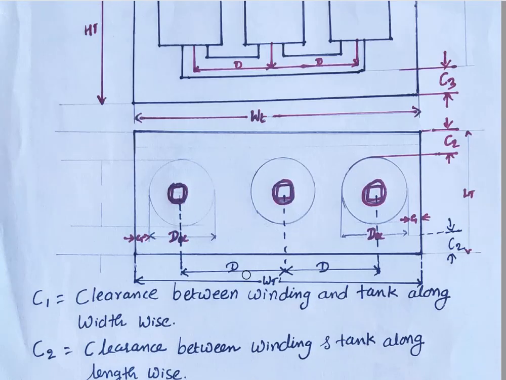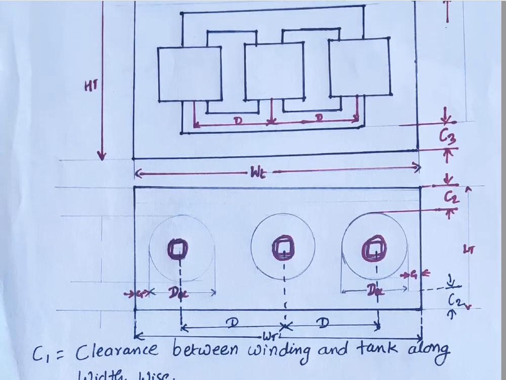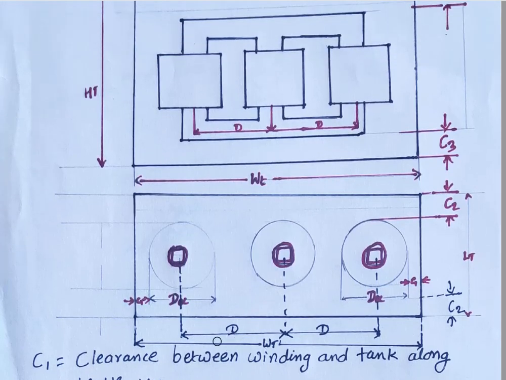Now this is my distance between the adjacent limbs, capital D. Clearly I will show you. This is my clearance from the bottom to the coil, that is C2, and this is the clearance between the coil and the tank, that is C1. C2 is the distance between the coil and the transformer frame, so that is the above portion.